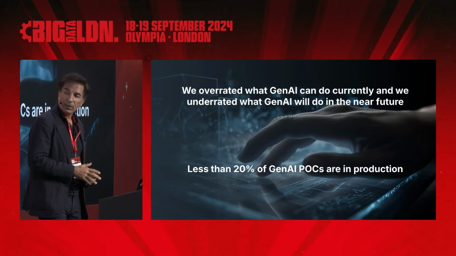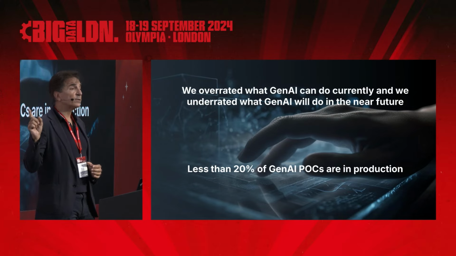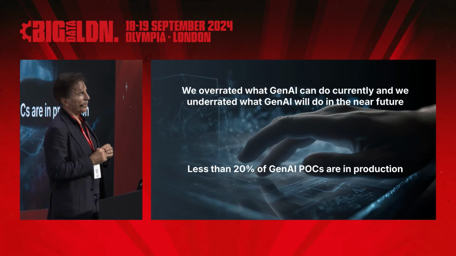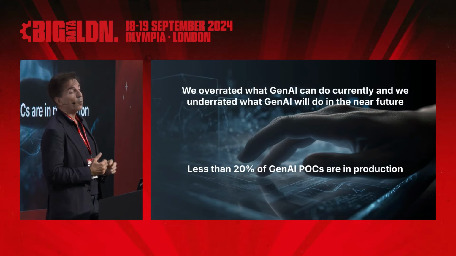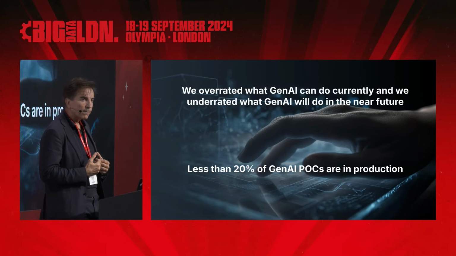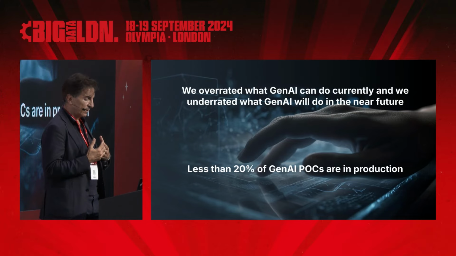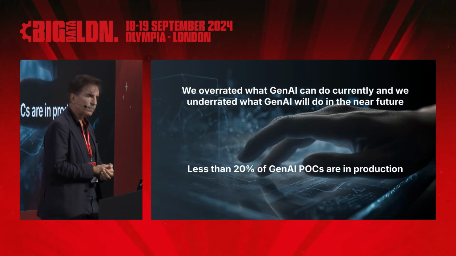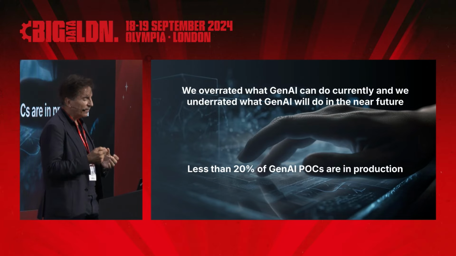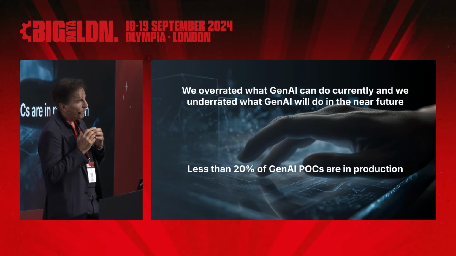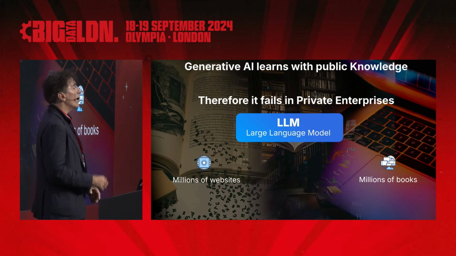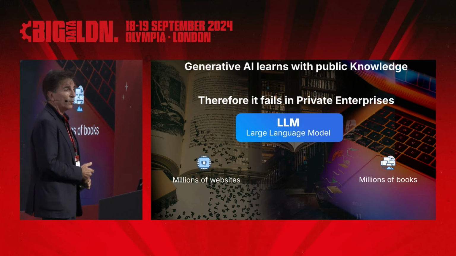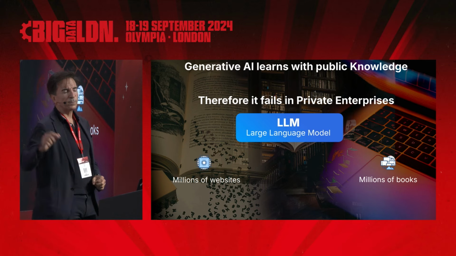Just to put an example, less than 20% of the POCs that we have made in 2023 are in production. Why? Because we overrate the capabilities of GenAI right now, and we underrate or underestimate the possibilities and capabilities of GenAI. I will try to explain this. Why is GenAI failing? Why does GenAI not work in your POCs?